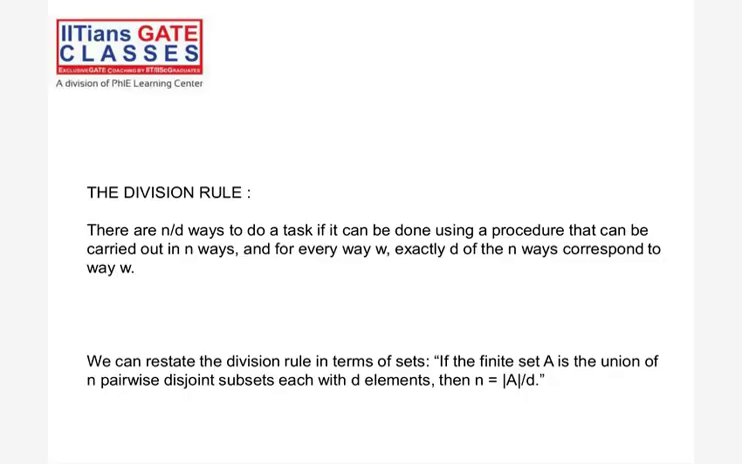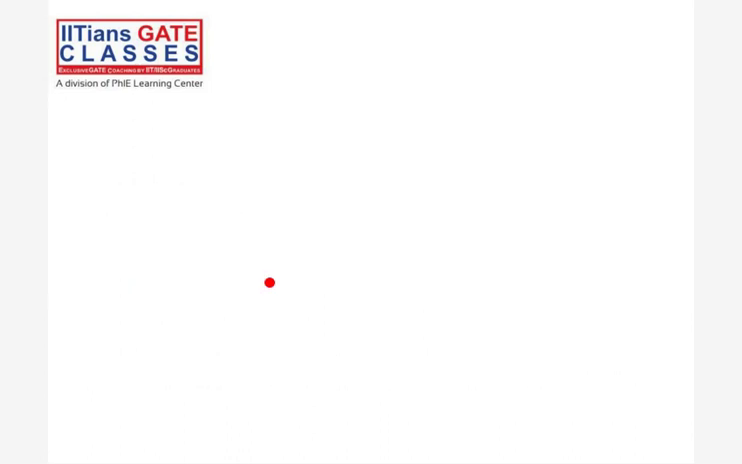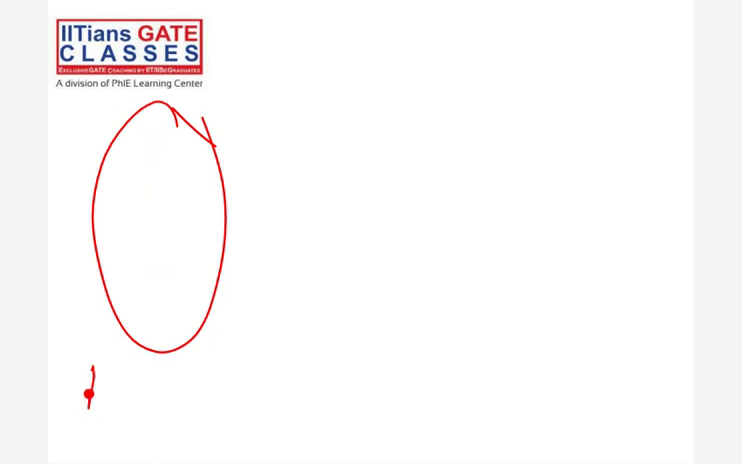Now we come to the division rule. Let me take one example, and then let me tell you what the division rule is. The division rule is actually simple. Let's assume that we have some set. Let's assume there is some party. In that party, let's assume 500 people came.